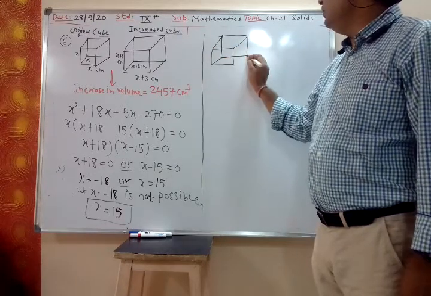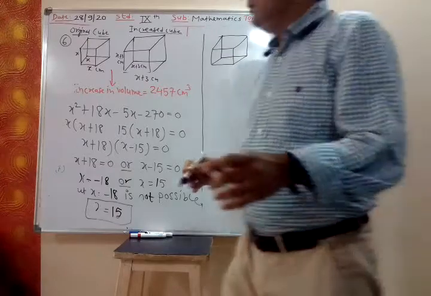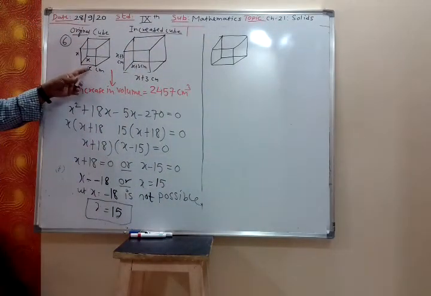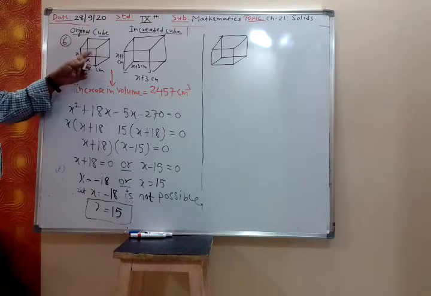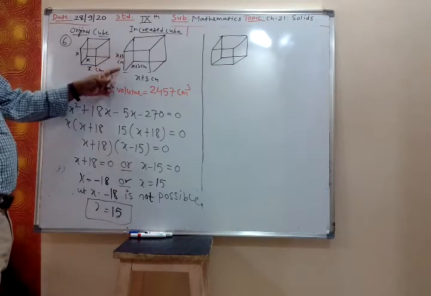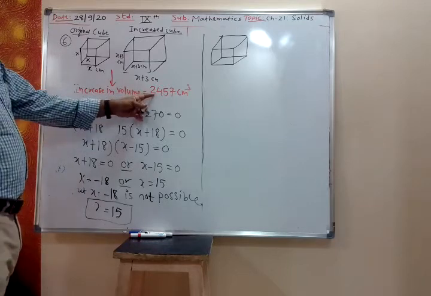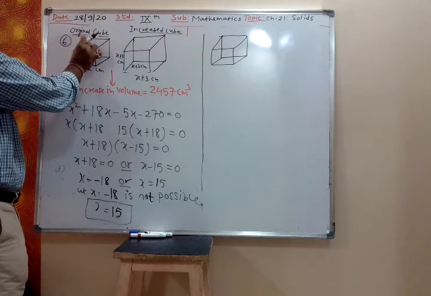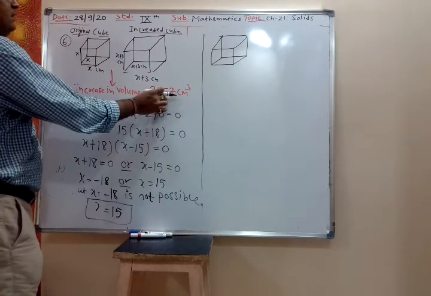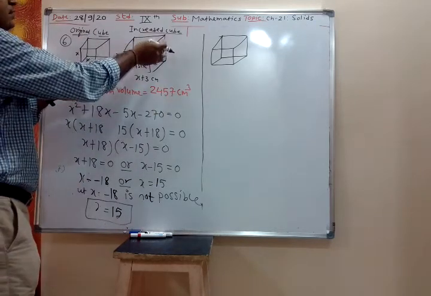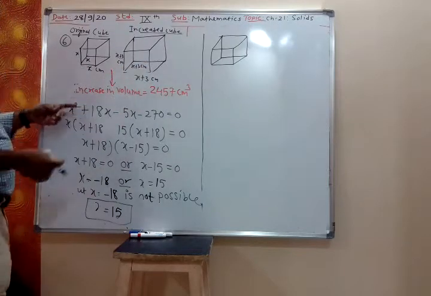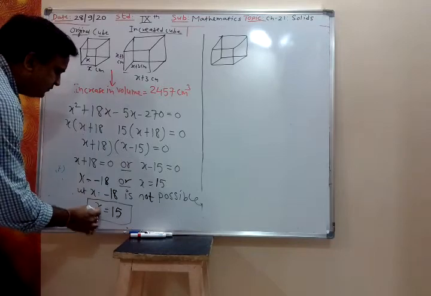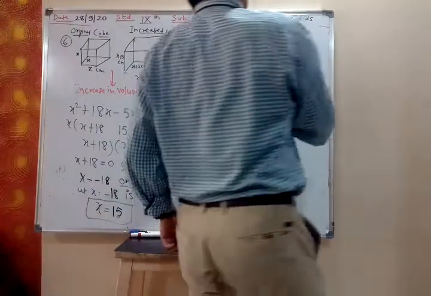See, we are given the cube with side x centimeter. When the side of the cube is increased by 3 centimeter, the volume is increased by 2457. So volume of this cube plus 2457 will be volume of the increased cube, x plus 3 cube. And on solving that, we have got x as 15. So x is 15 now.